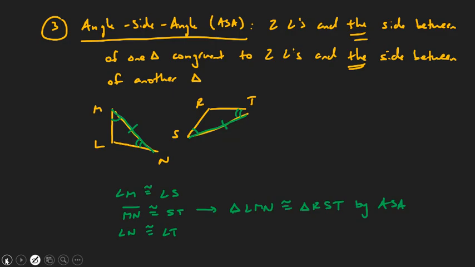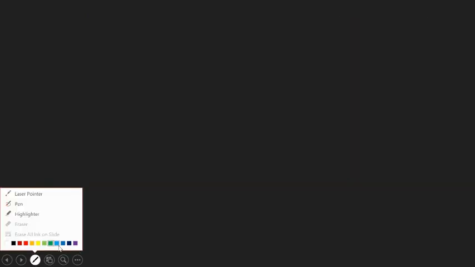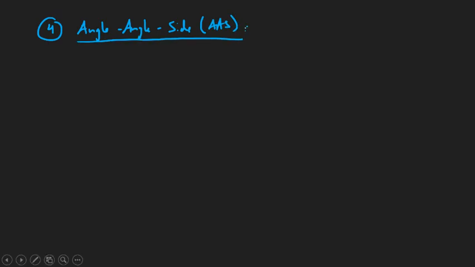Nice. Okay, two more. Number 4 here. So now we're going to take a look at angle, angle, side. Angle, angle, side, or AAS. Okay, so now notice where the side is. It's not in between the angles, it's after the angles.